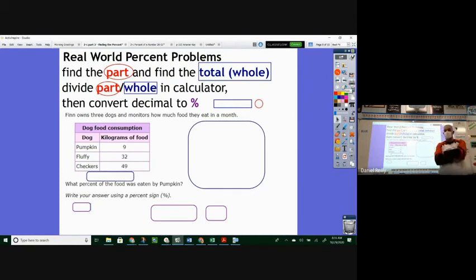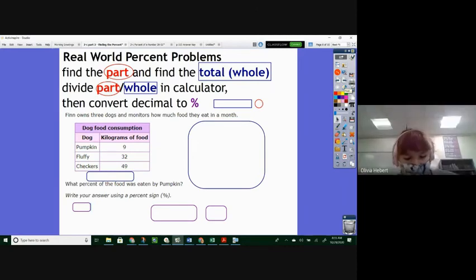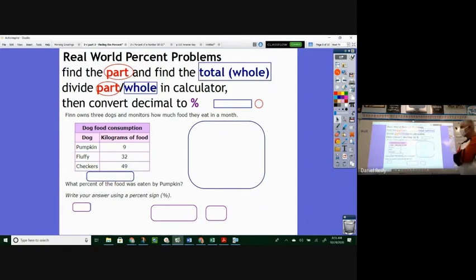sometimes it is more difficult to find the whole. Like in this problem. Finn owns 3 dogs and he watches how much they eat. Pumpkin eats 9 kilograms, Fluffy ate 32 kilograms, and Checkers ate 49 kilograms. What percent of the food was eaten by Pumpkin? The total you have to get by adding up all of the parts. Okay, so sometimes the problem won't give you the total as a number and you have to figure it out.